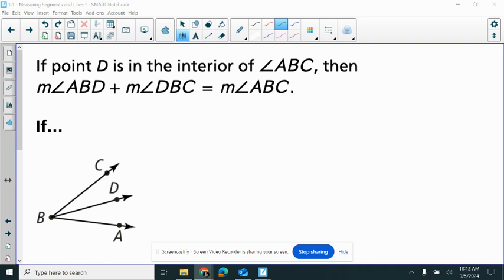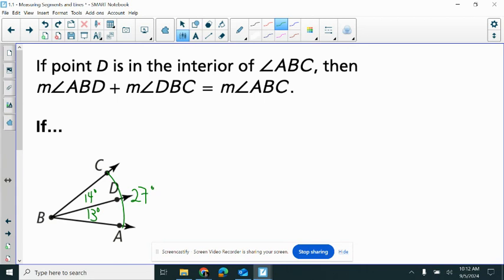So for example, in this picture, if I just estimate what these angles are, let's say this angle is 13 degrees and this angle is 14 degrees. Because they have a shared side, they're adjacent to each other, I can actually just add those two numbers together and say that the entire angle would be 14 plus 13, which is 27 degrees.